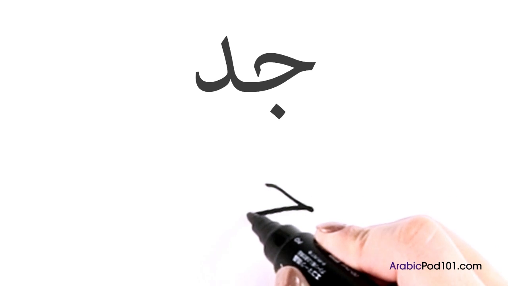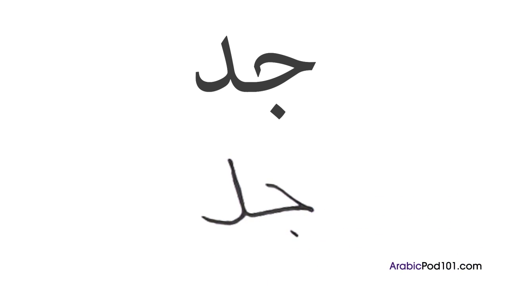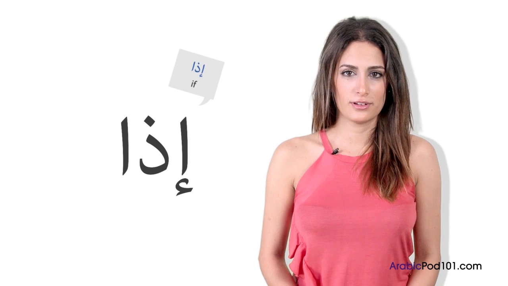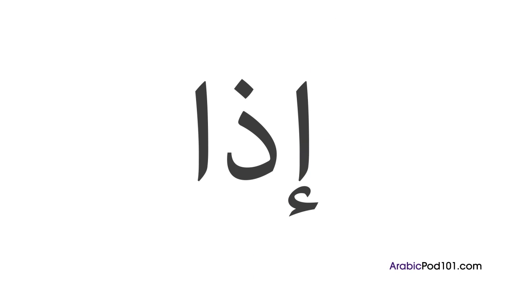Let's start with the Jim. Then connect it to the Dal. Great job! Let's try another word. Ida means if. We learned the alif in the first lesson and the Dal in this lesson. Here you can see that little mark from lesson 1 is now at the bottom of alif and has changed the sound to an E. Don't worry too much about it for now. Now let's try writing it by hand. Ida.